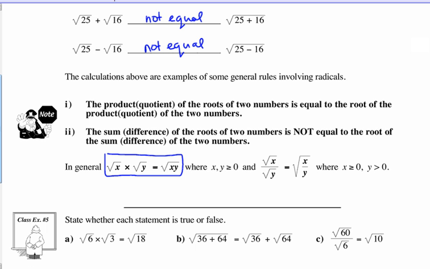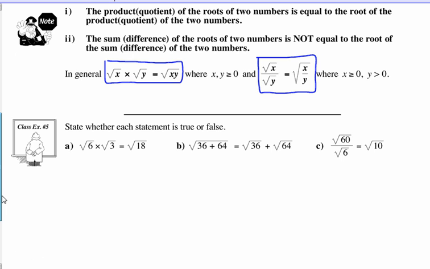And we use that to simplify radicals. So let's look at this. Is this true? State whether it's true. Is root 16 times root 3 equal to root 18? Well, this is also equal to root 6 times root 3, which is 18. So yes, that is true.